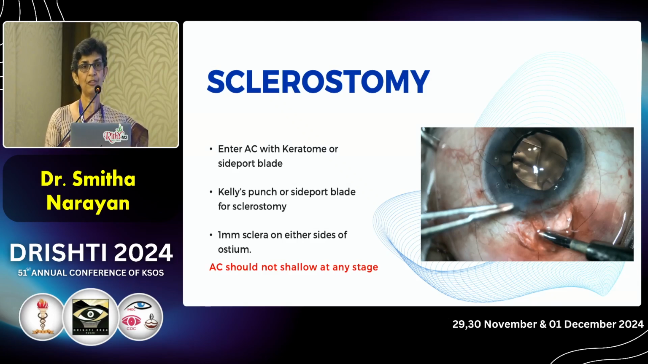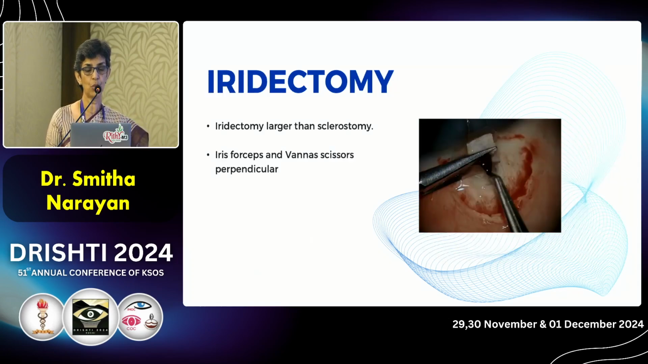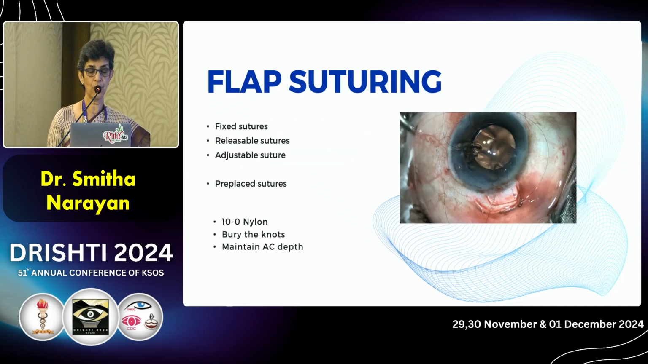Sometimes, if you are anticipating a risk of any of the serious complications of trabeculectomy, it is best to put a pre-placed suture. Iridectomy is performed using the Vannas scissors and the iris forceps kept at 90 degrees to each other. And the iridectomy opening should be larger than the sclerostomy opening.